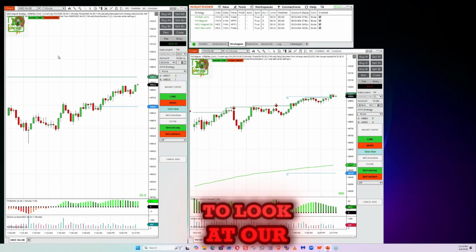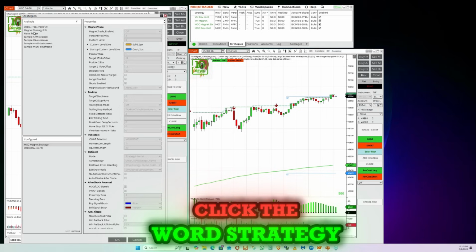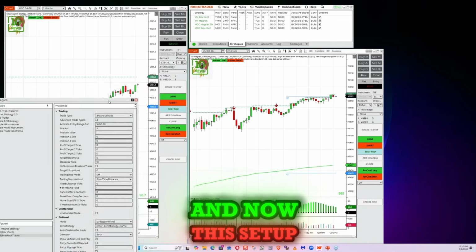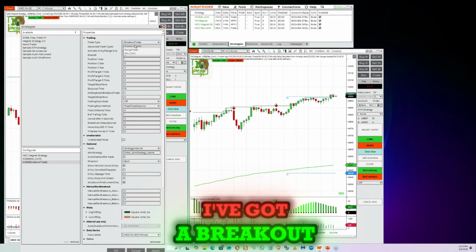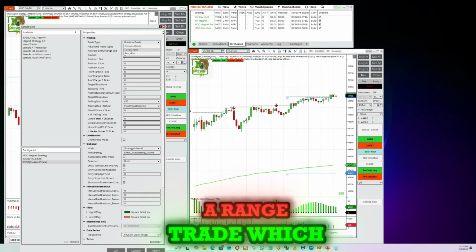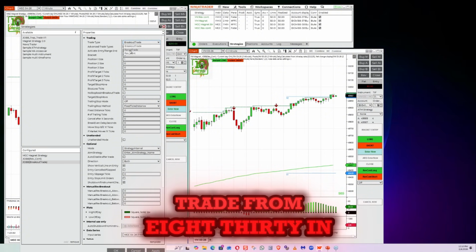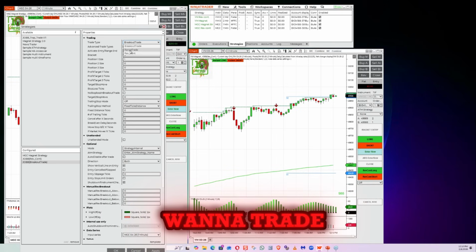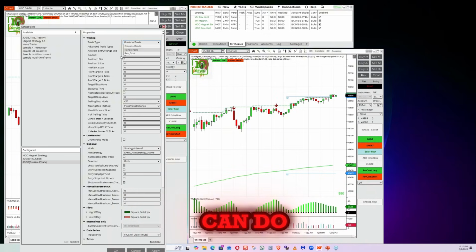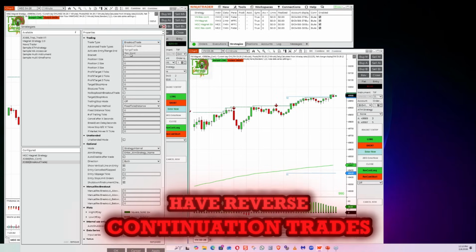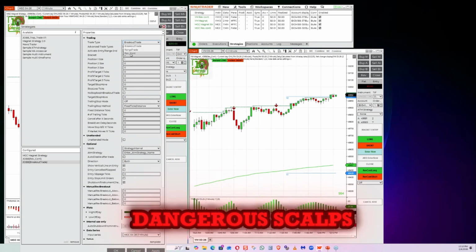In order for us to look at our software setups, all we have to do is right-click the chart, click the word strategy, click the word NewsTrader, and now this setup screen shows me different setups. I've got a breakout trade that I could set up, a range trade, which is a trade we use time to set up. Maybe you like to trade from 8:30 in the morning till 9 o'clock and you want to trade when the market breaks out of that 30-minute range. That's what our range trade can do. And then we also have reverse continuation trades. Those are quick little scalp trades, but they're not just random dangerous scalps.